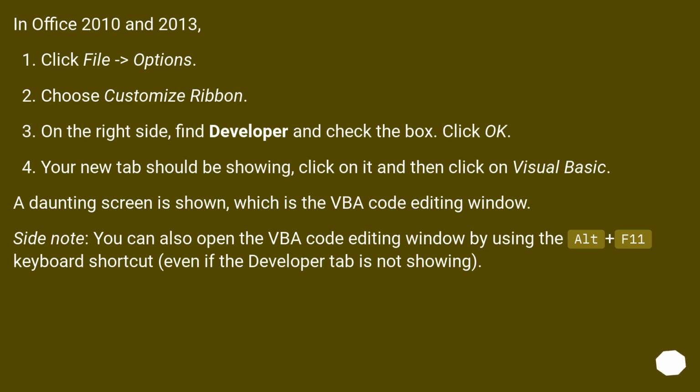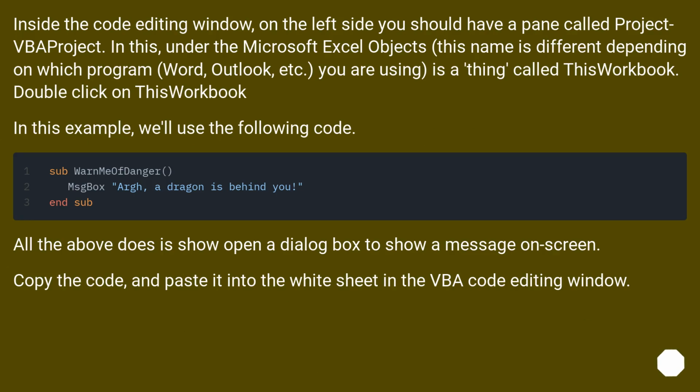A daunting screen is shown, which is the VBA code editing window. Side note, you can also open the VBA code editing window by using the Alt plus F11 keyboard shortcut, even if the Developer tab is not showing. Inside the code editing window, on the left side you should have a pane called Project VBA Project. In this, under the Microsoft Excel Objects, this name is different depending on which program, Word, Outlook, etc., you are using, is a thing called ThisWorkbook. Double-click on ThisWorkbook. In this example, we'll use the following code.